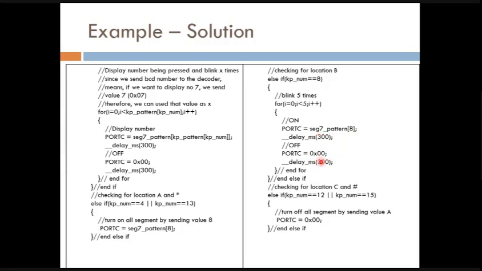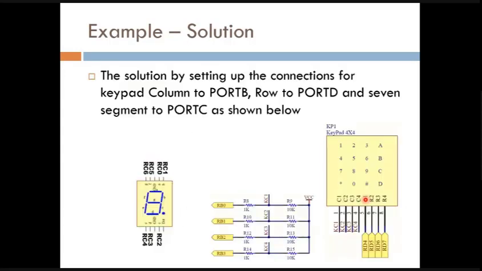Then off, wait for 300 milliseconds. Repeat again, provided that the parameter is true. And then after that, you check again. You are using another else if, for keypad number key location 12 and 15.